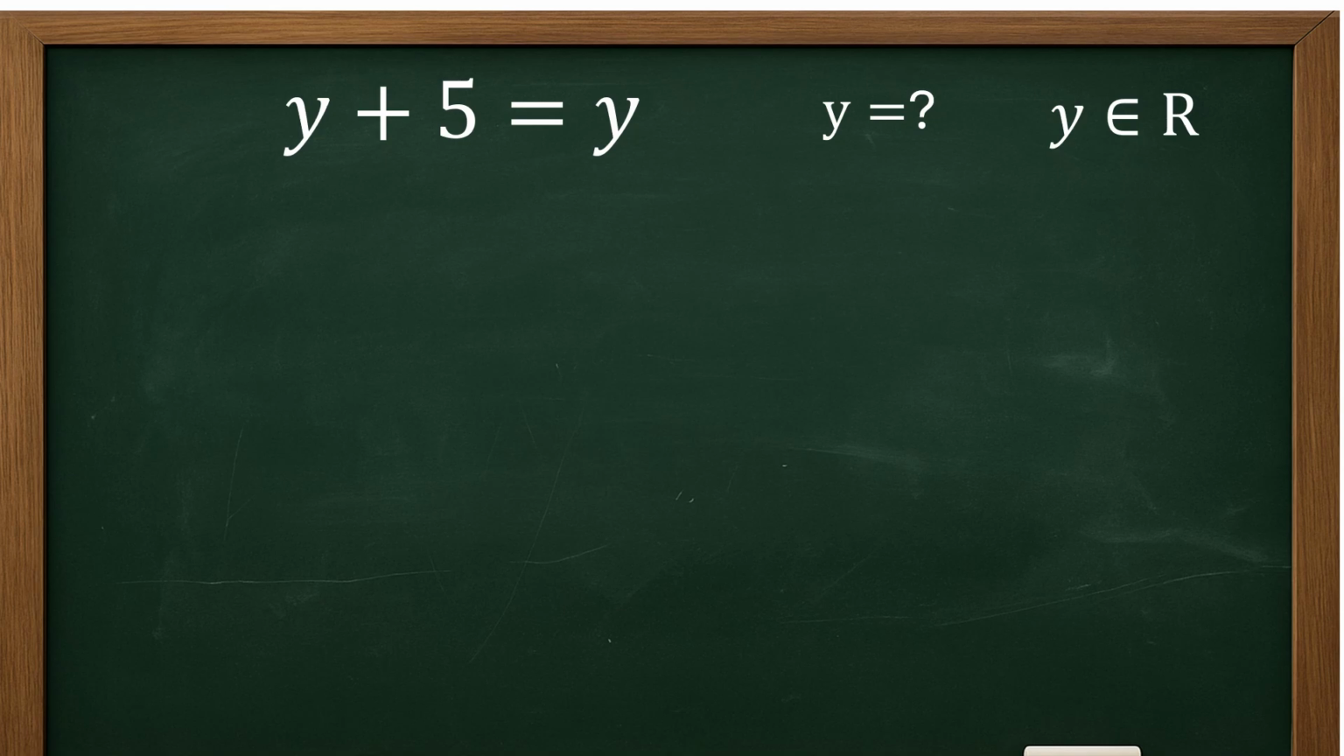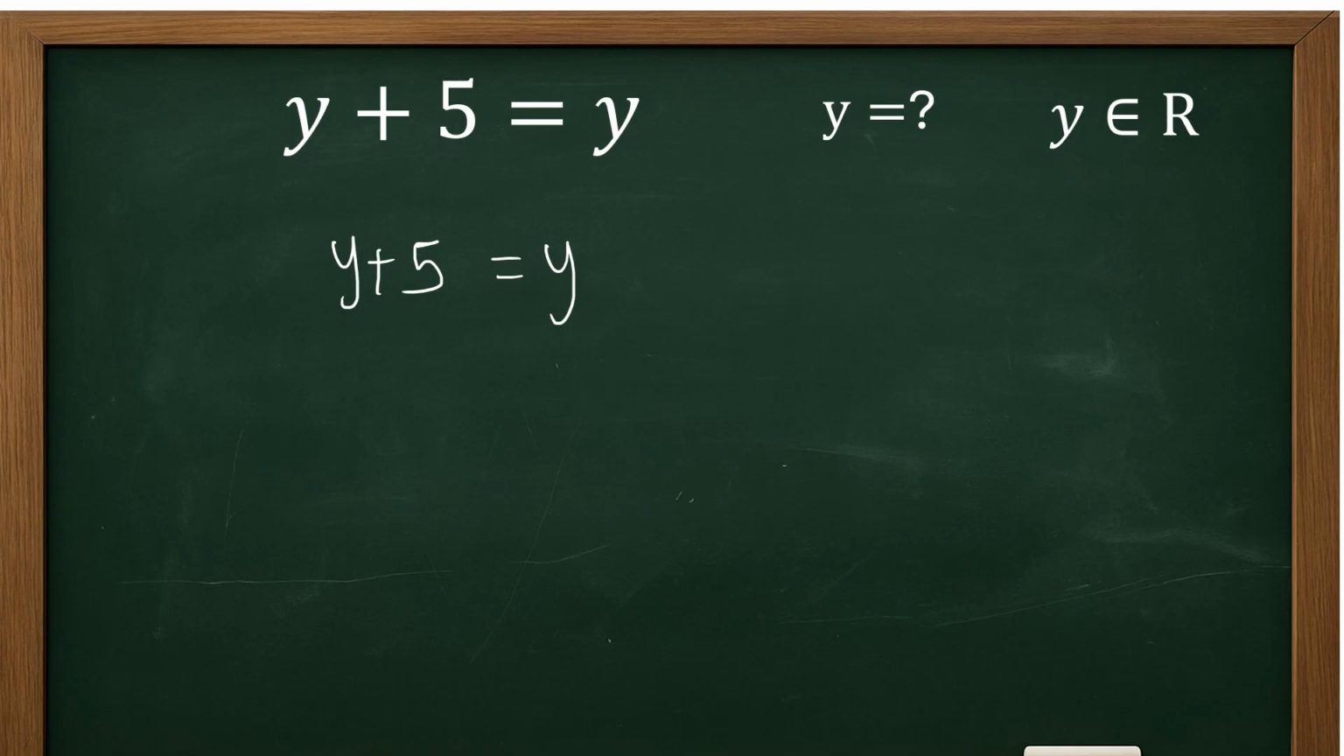In this video, we are interested in looking for the value of y that makes this equation true. Now we have the square root of y plus 5 equals y. So what values of y are going to make this equation true?